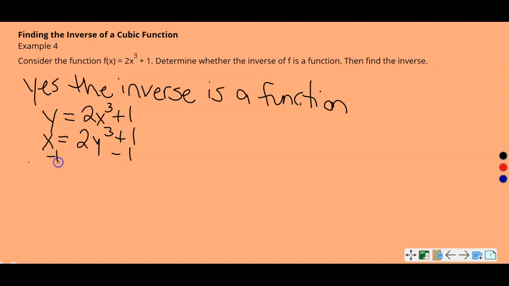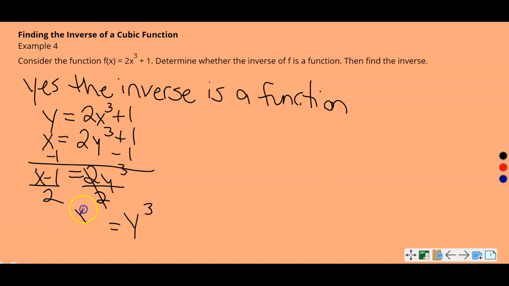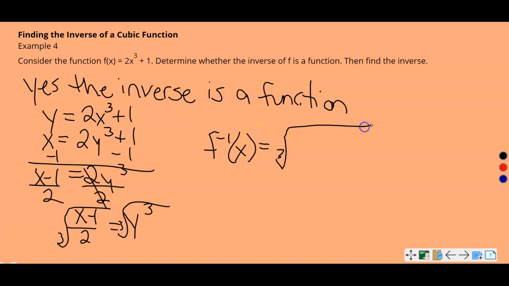So we're going to subtract 1 from both sides. Then you're going to divide both sides by 2. And then we're going to have y cubed equals x minus 1 over 2. And to get rid of something cubed, we're going to take the cube root of that. Since all of this stuff is already here, all of it has to be under the cube root. So then we can rewrite that as f inverse of x. Remember, that's our inverse function notation. And then we have the cube root of x minus 1 over 2.